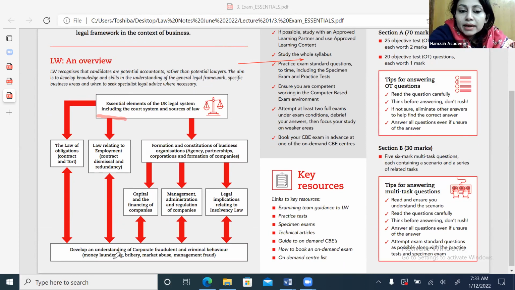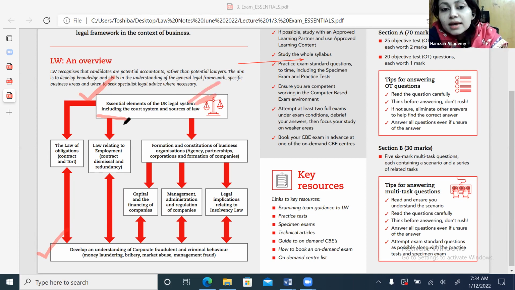Develop an understanding of corporate fraudulent and criminal behavior. Let's start from this point. Essentials of the UK legal system, including the court system and sources of law. Actually, our whole syllabus is divided into sub parts. The very first part will give you the understanding of the court systems in the UK, the civil court structure, the criminal court structure, and before those structures you have to understand why we need law, how it originated, how it developed over time, and what the branches of the law are. So this is the very first area of our syllabus, which is essential elements of the UK legal system, including the court structure and sources of law.